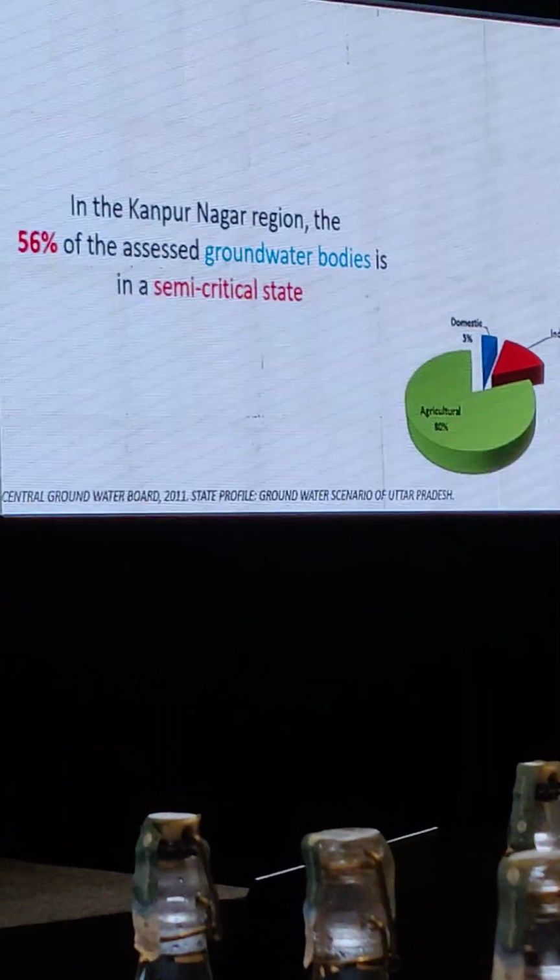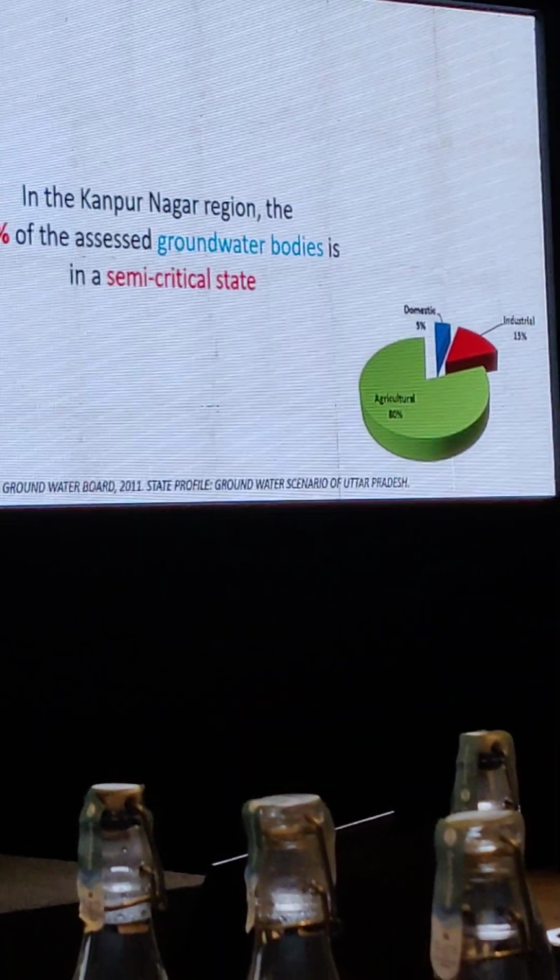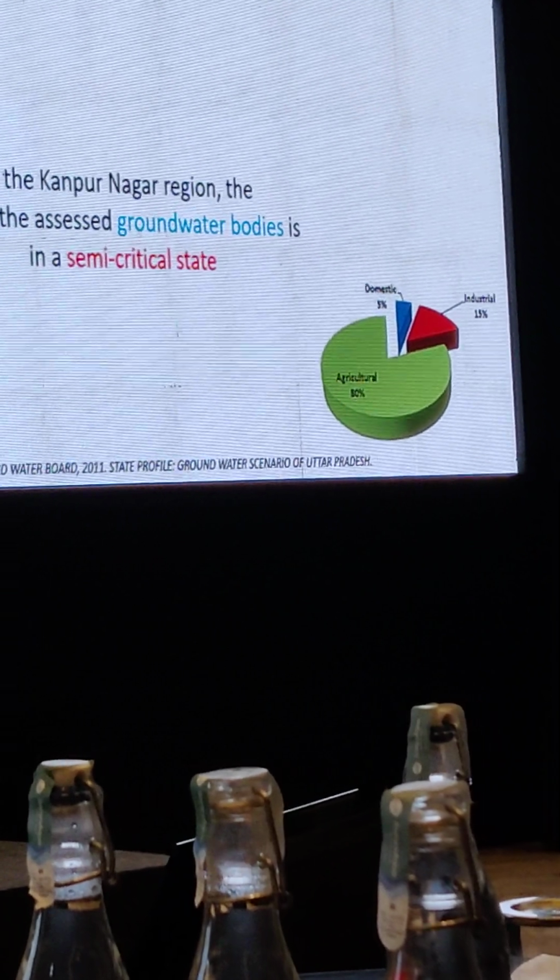If we talk about water quality, it is bad. But it's not the point that there is no water, there is water, but the extraction of the assessed groundwater bodies is pretty high, and that brings it to the fact that 56% of the groundwater bodies is in a semi-critical state. Well, what do they use water for?